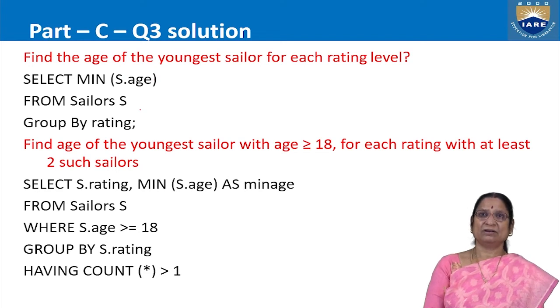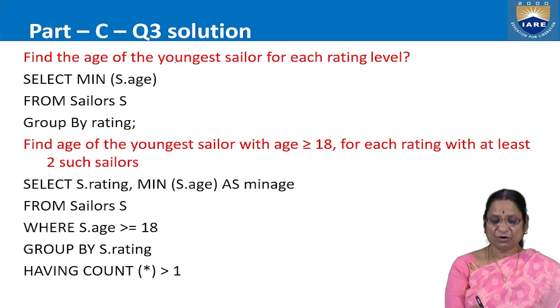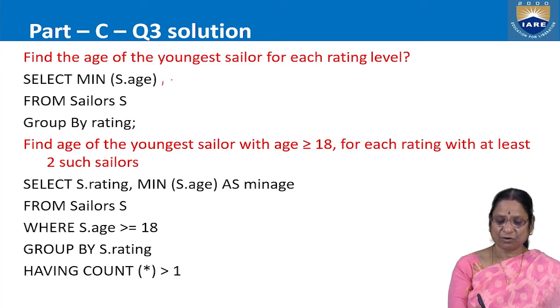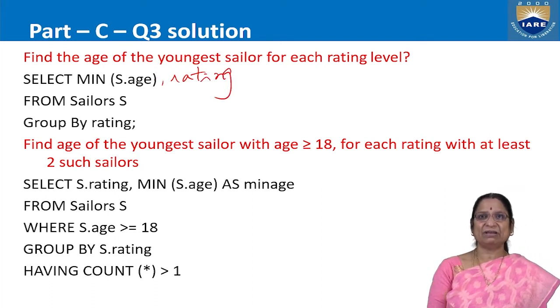Not all from all. Rating wise we need actually. So group by rating. If we want, we can add rating also, comma rating. That means I'll get the minimum age and the rating level also. For this level, what is the minimum age? Each level and respective minimum age can be output.